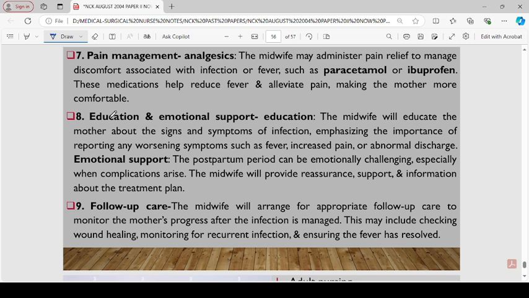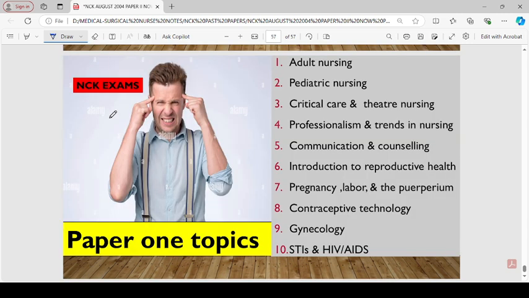and also follow-up. Ladies and gentlemen, remember in PEP 1, we have several topics that need to be covered. In PEP 1, we are looking at adult nursing, pediatric nursing, critical care and theater nursing, professionalism and trends in nursing, communication and counseling, introduction to reproductive health, pregnancy, labor and the puerperium, contraceptive technology, gynecology, and lastly the STIs and HIV. All these topics will be found in paper 1 of the Nursing Council examination.